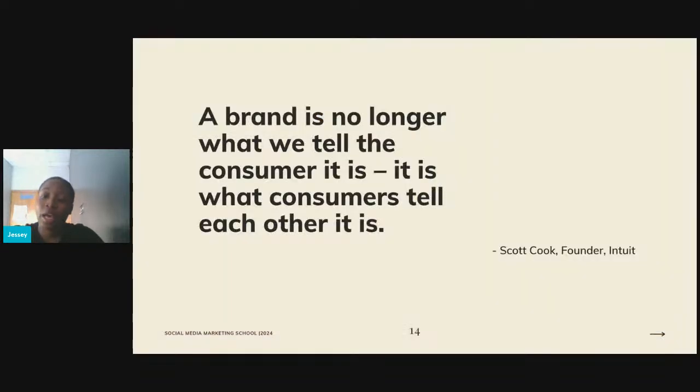Before I end this, I'll leave us with these words from Scott Cook, the founder of Intuit. A brand is no longer what we tell the consumer it is. It is what consumers tell each other it is. Right. So in this case, you are not doing the talking. Your brand is doing the talking for you. And then also those that have trusted your brands, that have tried your brands for themselves. Because that's why testimonials are very, very important. User generated content is very, very important.